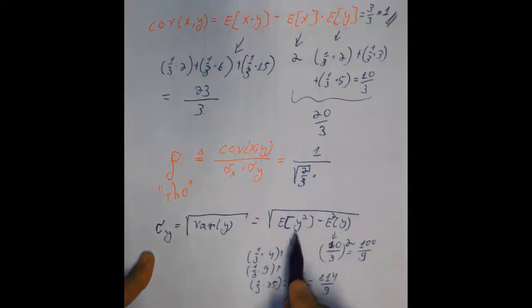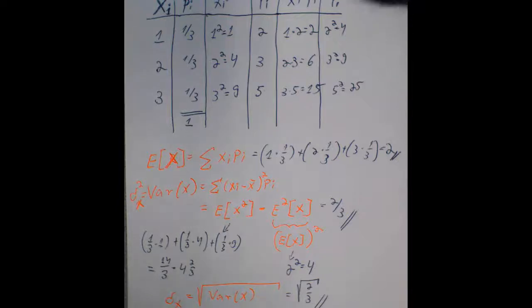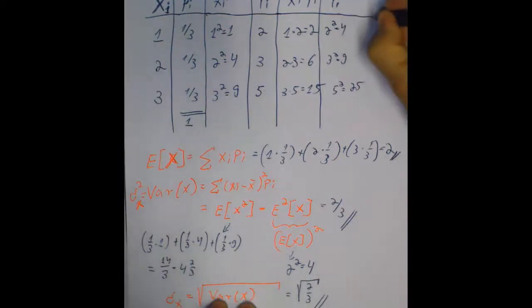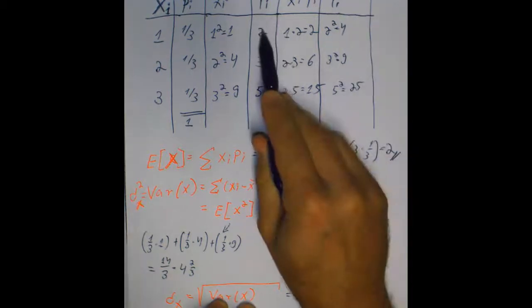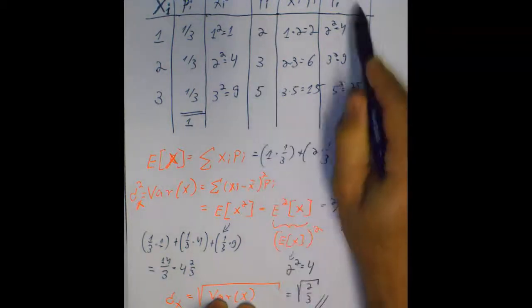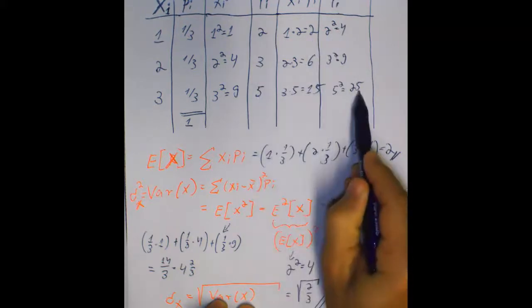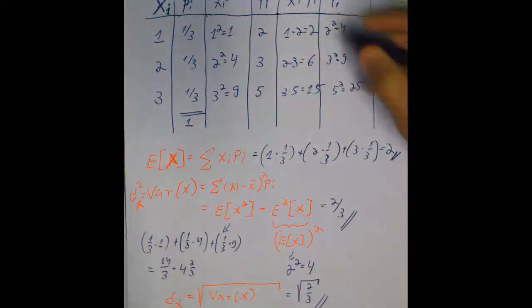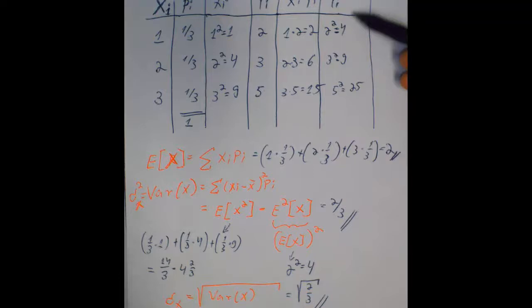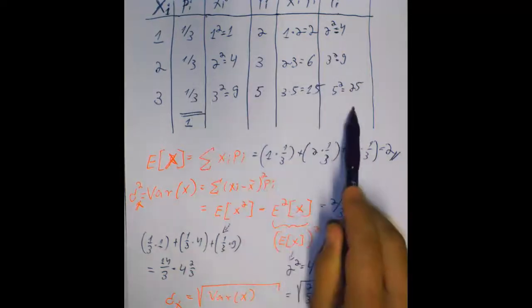Let's work now on this part, expected value of y squared. In this case, you go to the table and you create a new column. You call it y squared. So y is 2, 3, and 5. Y squared will be 2 squared equal to 4, 3 squared equal to 9, 5 squared equal to 25. Now we need to take the expected value of y squared, which is this column. How do we do expected value? It's always the same story. Probability times value plus probability times value plus probability times value.